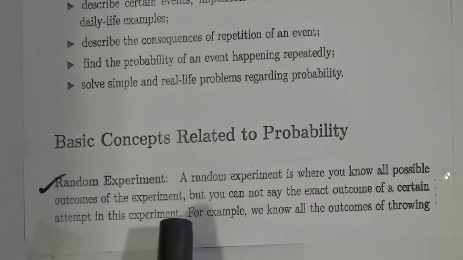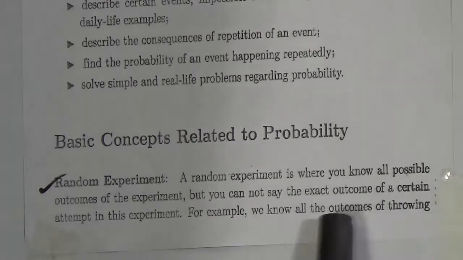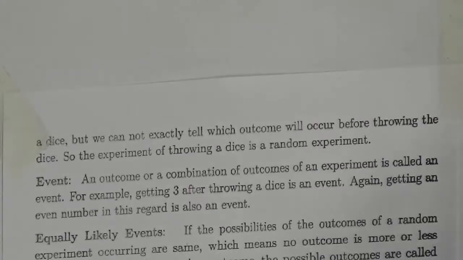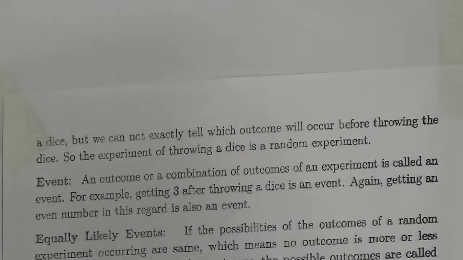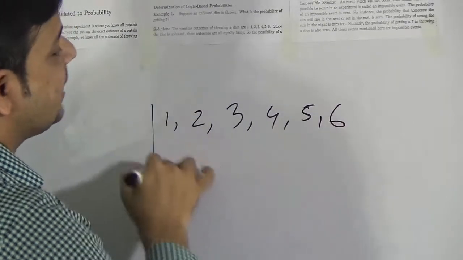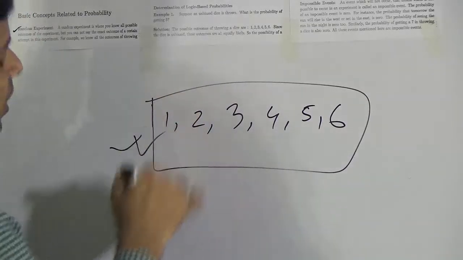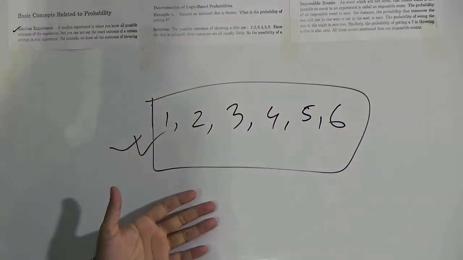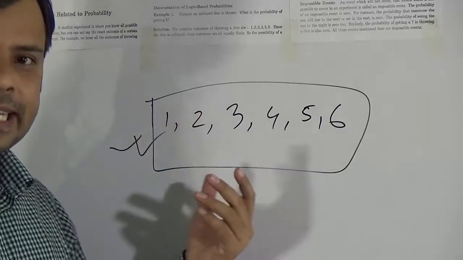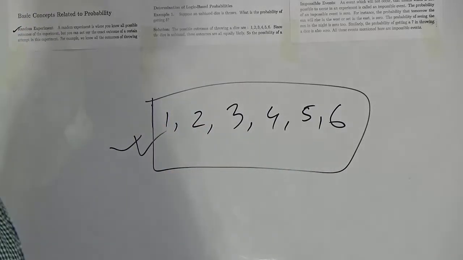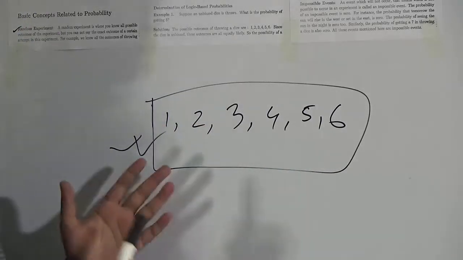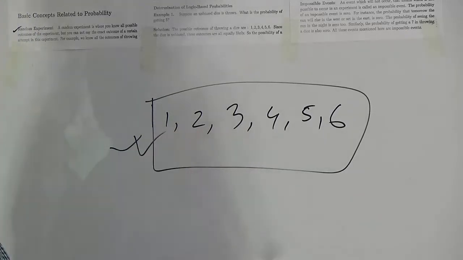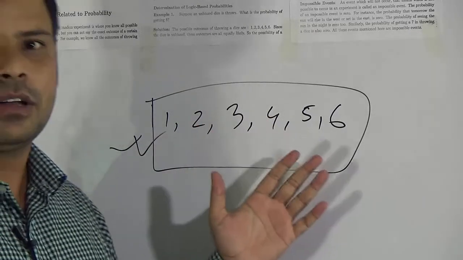Suppose an example is given here. For example, we know all the outcomes of throwing a dice. Suppose if you throw a dice, you know that there you may get 1, 2, 3, 4, 5 or 6. These 6 outcomes are all the outcomes of throwing a dice, but what will we get, we don't know, or we can't say that exactly. Okay, so throwing a dice is a random experiment.